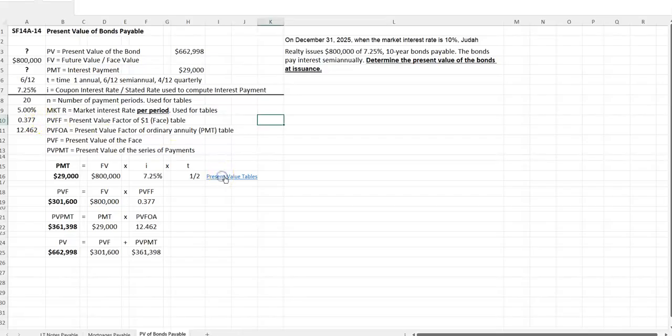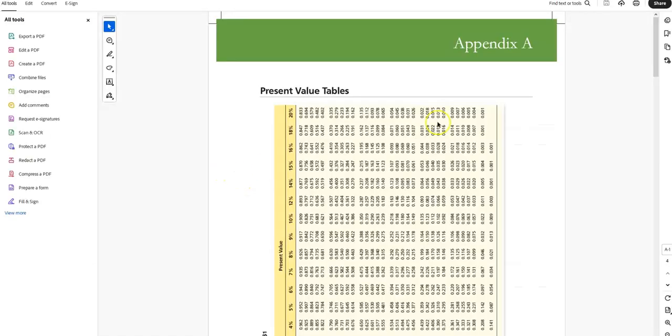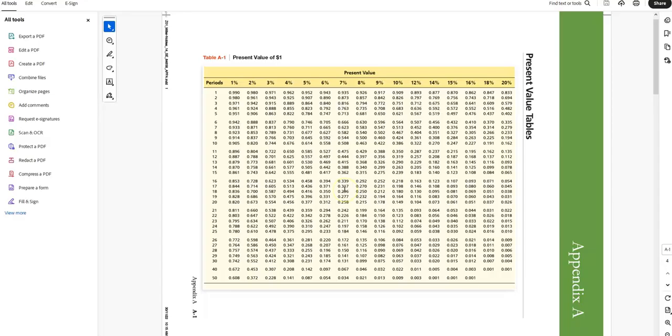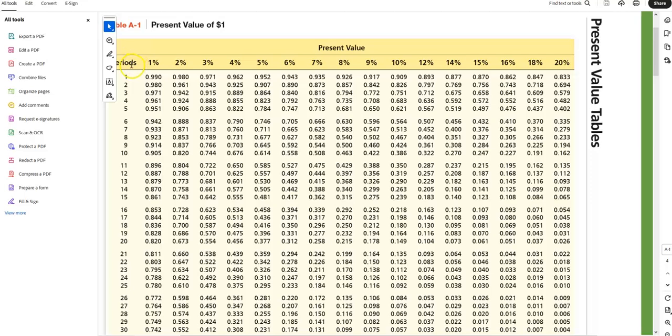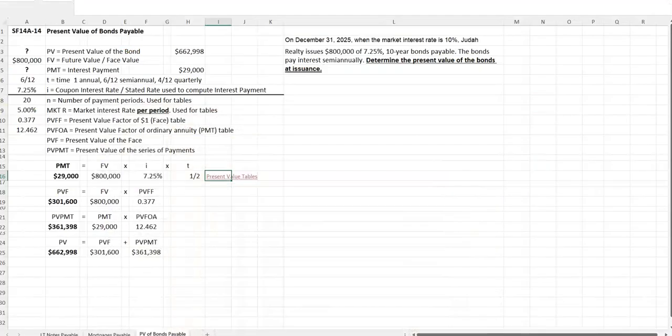We pull up the tables. And we said it was 5%. N is the number of periods, which was 20, and it goes over the 5%, so the factor is 0.377. So 0.377 is the present value factor of the face.